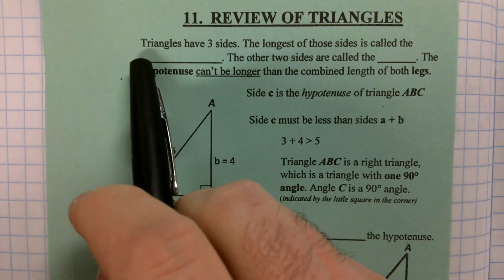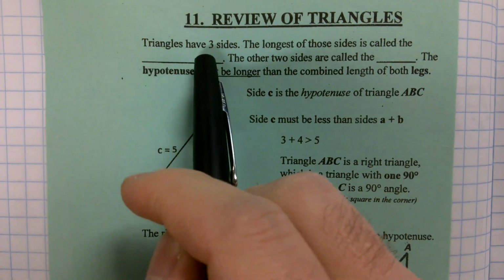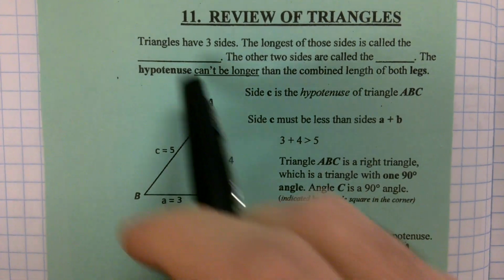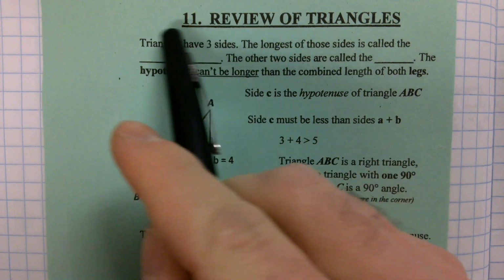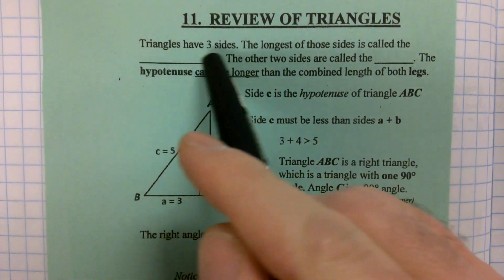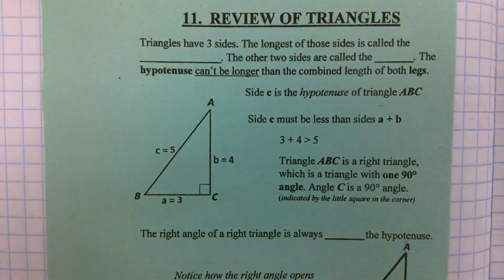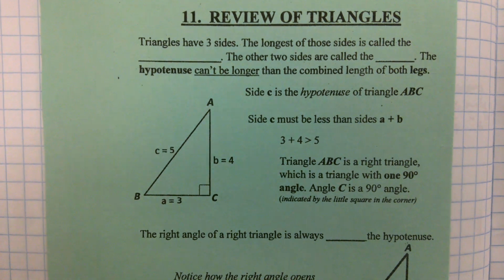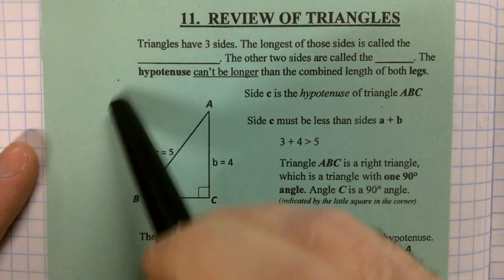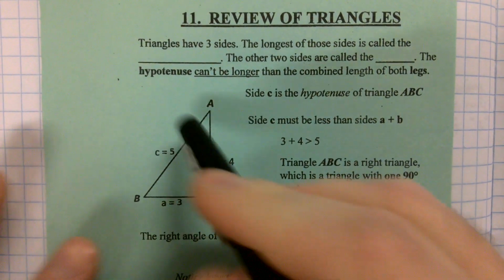Can someone read this first little sentence here for me? Go ahead, Devin. Great job. Give me a thumbs up if you knew this. Good. You guys didn't know triangles had three sides? So, thumbs up. Good. Let's make sure we're listening, please. Triangles have three sides. Very simple.